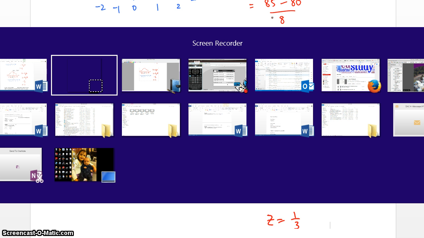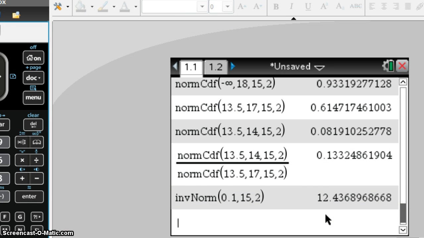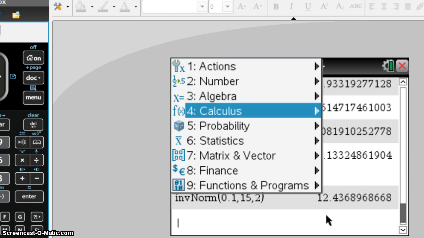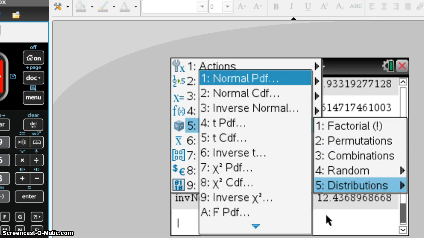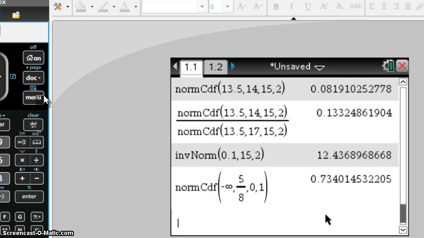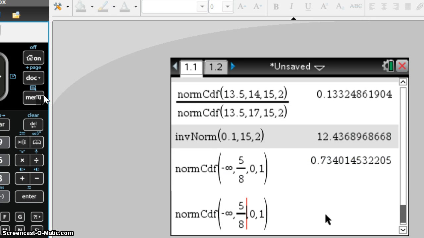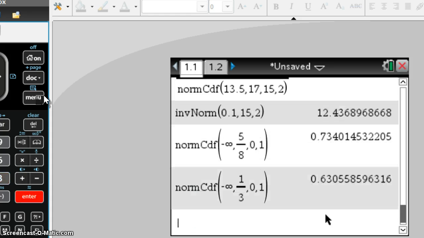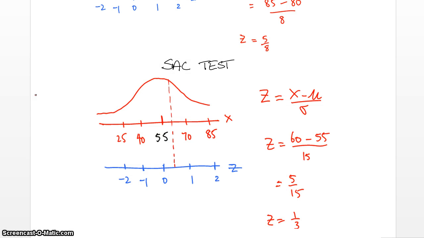If I go to my calculator and I say, how many people did I beat for both? I'm going to find out by doing normal CDF, and I'm going to make it from negative infinity up to 5/8, and I'm going to make the mean 0 and the standard deviation 1. Okay, and that means that I beat 73% of people. If I do the same thing again, but instead of 5/8, I have a third, I only beat 63% of people. So the SAC task is actually a better score, and that's what I can write down here.